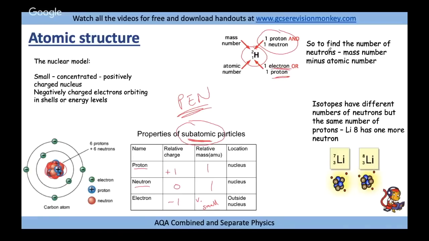If I want to find the number of neutrons, I've got to find the difference between these two numbers here. So top number or bigger number, take away smaller number. Now, an isotope is a different number of neutrons, but the same number of protons. So lithium-8, for example, has 1 more neutron, same number of protons. So here's my proton number. They both got 3. This one here has got 4 neutrons. That one there has got 5 neutrons.